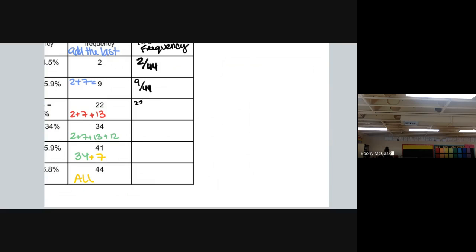Now I have 22 over 44. I have 34 over 44. I have 41 over 44. And I have 44. What's 44 over 44? What is it as a percentage? Thank you. It is 100%. So notice how my cumulative relative frequency will always end up equal to 100%.